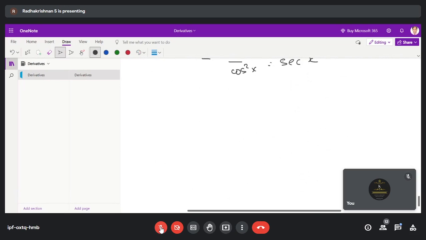Okay. So let's do some problems to get these things clear. Let's differentiate these things. f of x equal to x minus sin x. Who can do that? What is the derivative of this?